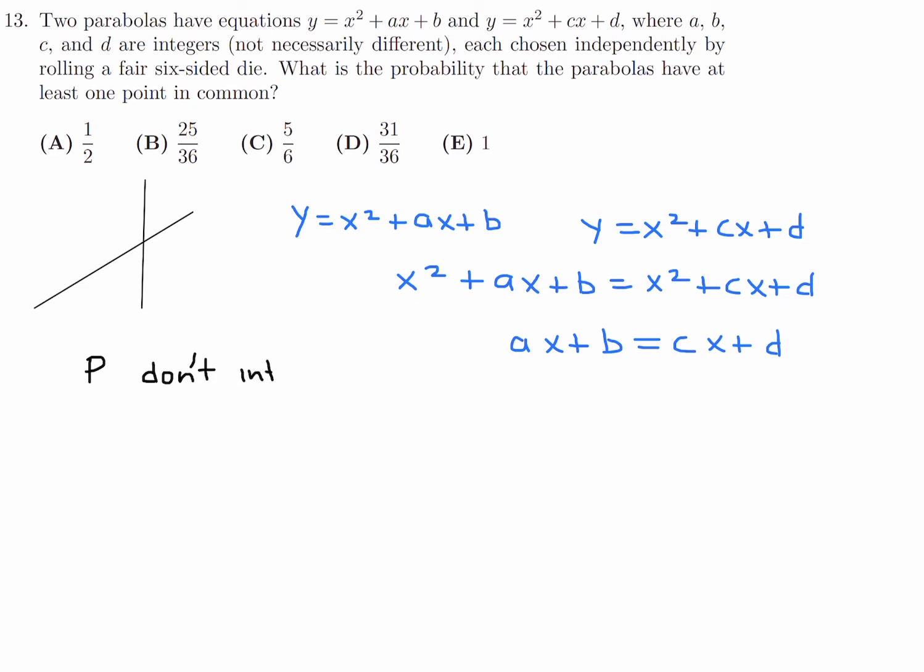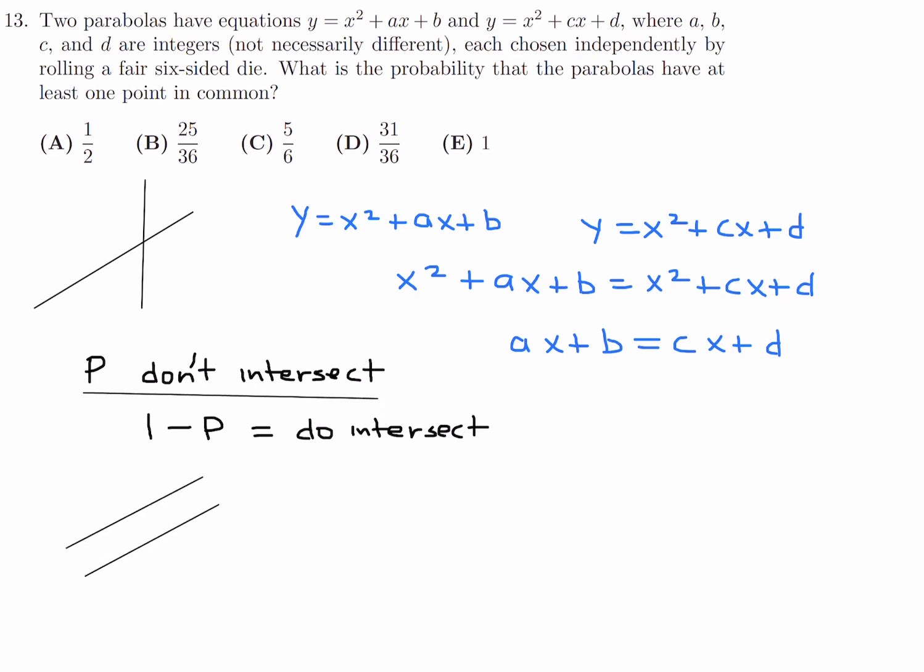And then once we get that probability, we can subtract it from 1. And that will give me the probability that they do intersect. So let's talk about when they don't intersect. So this guy right here. They will not intersect if they are parallel. If those two lines are parallel, there will be no intersection points.